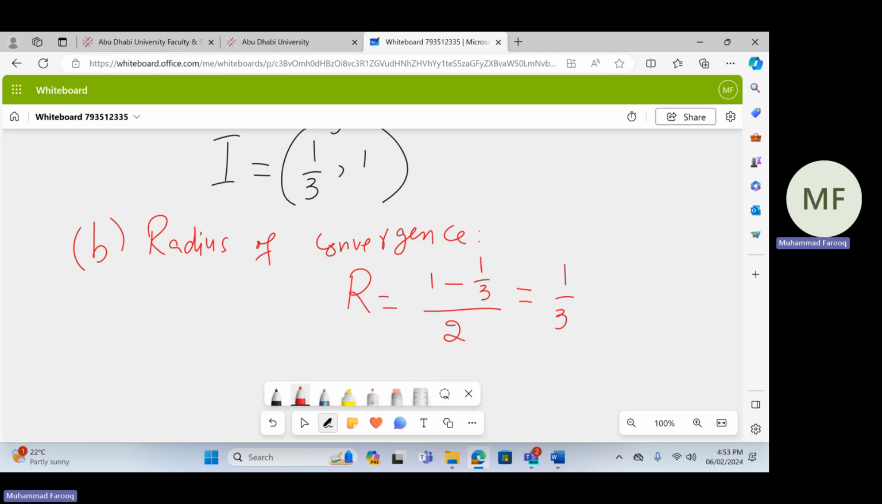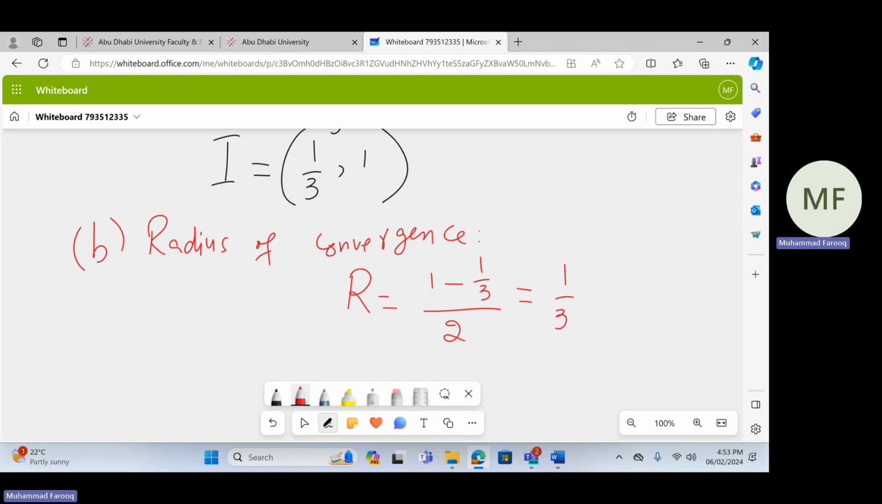Until here, any question? How did you get this rule? This length, 1 minus 1/3, divided by 2. It means the length of this interval is 1 minus 1/3, and we need half, because radius means half. So divide by 2. Any doubt? So 2 marks up, 2 marks down, you get 4 marks. Right now, you got 4 marks out of 6.